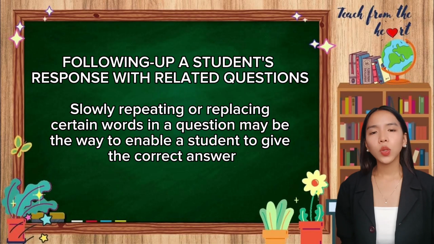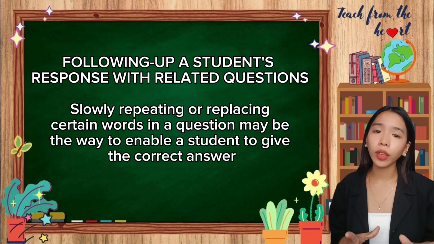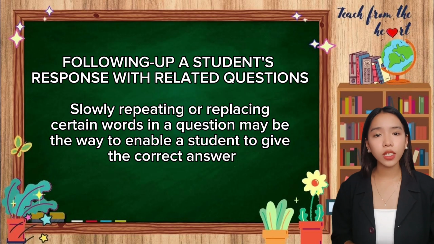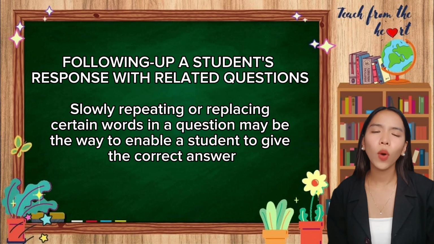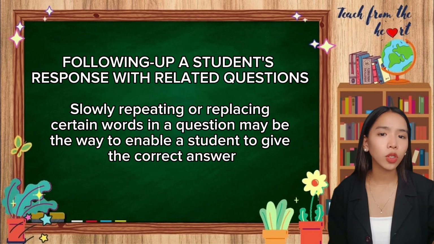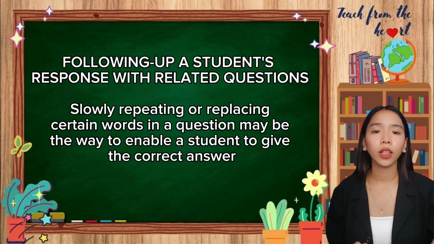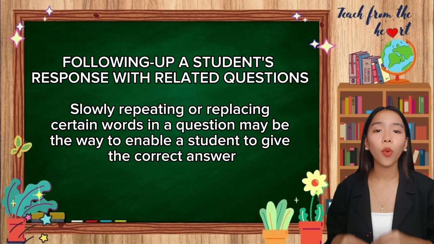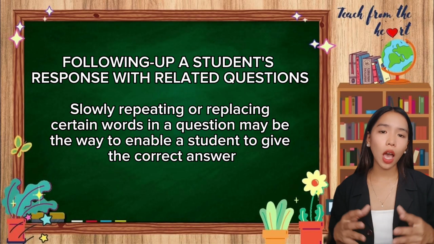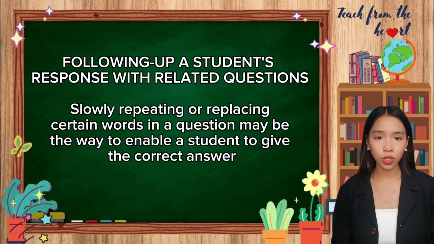How does it work, class? The teacher may repeat the question slowly or replace the word with a difficult one so the student can understand better. For instance, if you're asked a question like what is the significance of photosynthesis, then you will give another question which we call a following up question. Then you will ask again, why is photosynthesis important for plants? So that's how it works. The following up a student response related question.